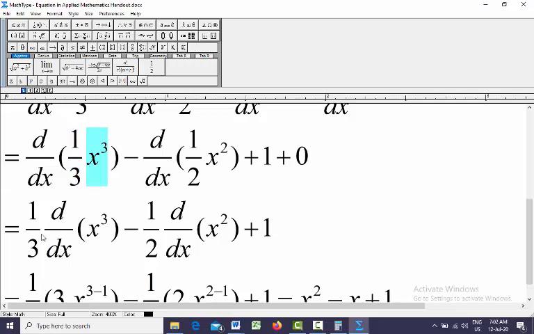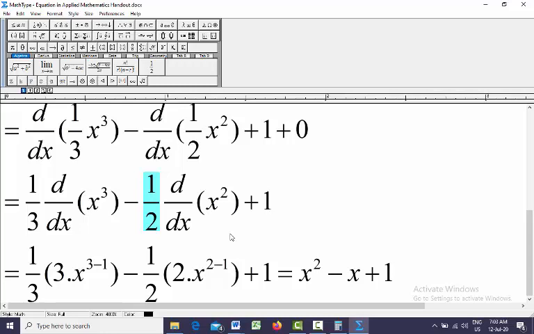You can see this 1/3 is in multiplication with the variable, so it has to come out. Inside the bracket we have only x to the power 3 for differentiation. Similarly, this is the coefficient. We need to move it out, so we are left with only x square here. Now, as you can see, there is a power over the variable.